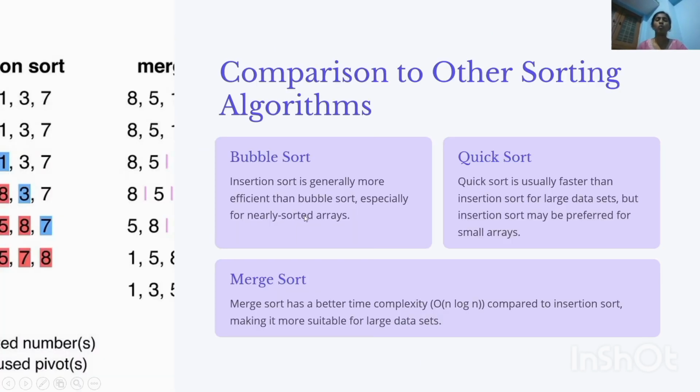And next we have how insertion sort compares with other sorting algorithms, such as bubble sort, quick sort and merge sort. Insertion sort is generally more effective than bubble sort, especially for nearly sorted arrays. Quick sort is usually faster than insertion sort for large data sets, but insertion sort may be preferred for smaller arrays. Merge sort has a better time complexity, big O of n log n, compared to insertion sort, making it more suitable for large data sets.